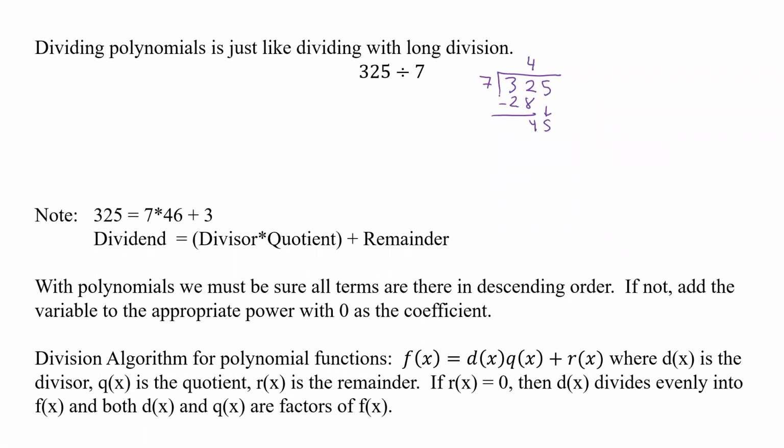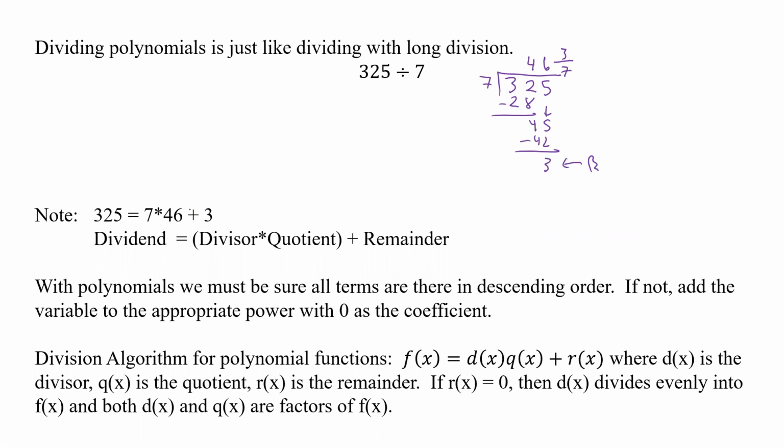Bring down our 5. 7 times 6 will be 42. Subtract that, we get 3. That's our remainder. So it's going to be 3/7. So 46 and 3/7 will be the answer.